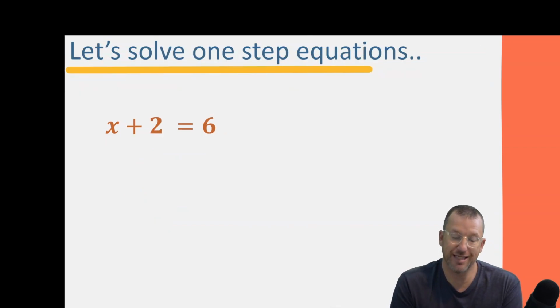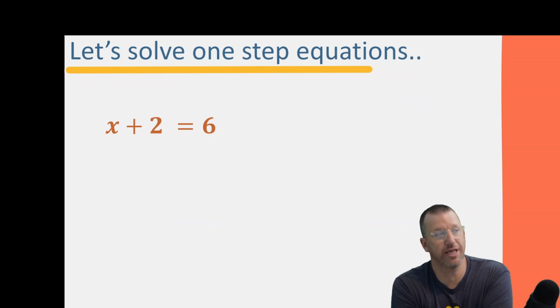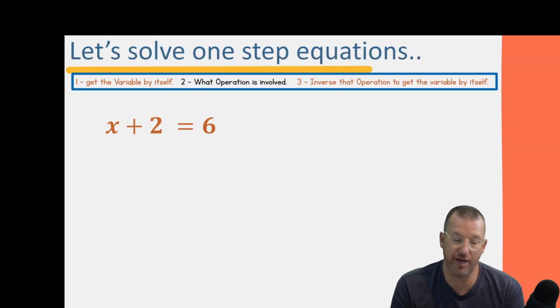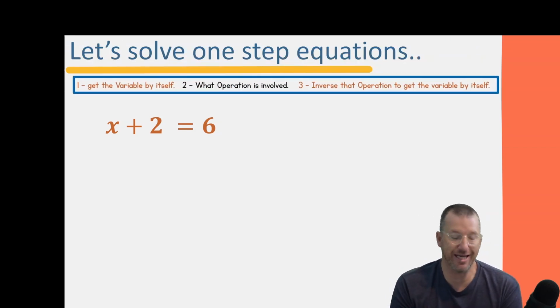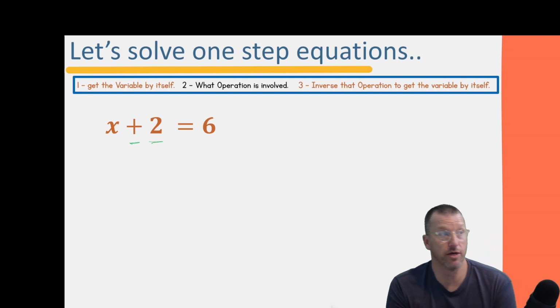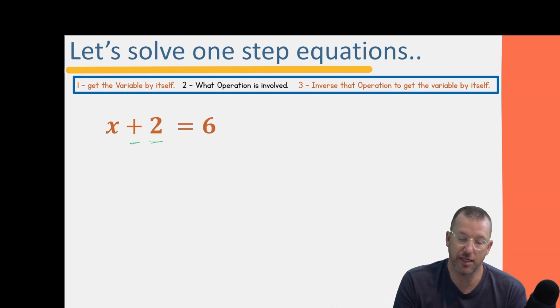Okay, the next one says x plus 2 equals 6. All right, so what are our things we want to look at? The basics. One, we want to identify where is the variable. Okay, I want to get it by itself. So I want to get that x by itself. All right, what operation is involved with the variable? This one says plus 2. So we know it's addition. We have a positive 2. And then we're going to use the inverse operation to get that variable by itself.